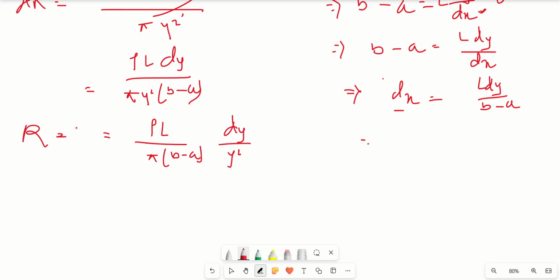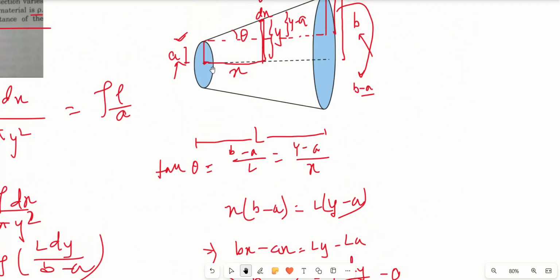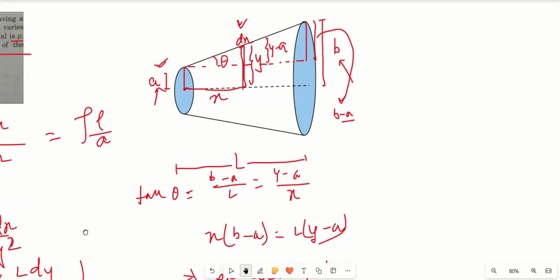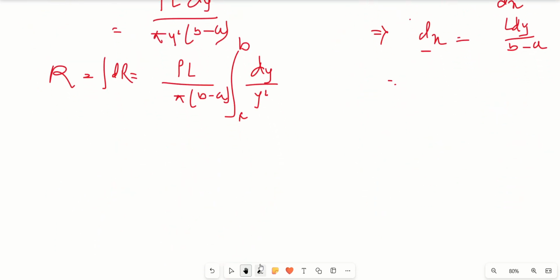Now to find R, we have to integrate dR. I've taken all the constants aside so that I can integrate this from a to b, since we are given in the question that we have to find the resistance from radius a to radius b. So now we have rho L by pi b minus a.